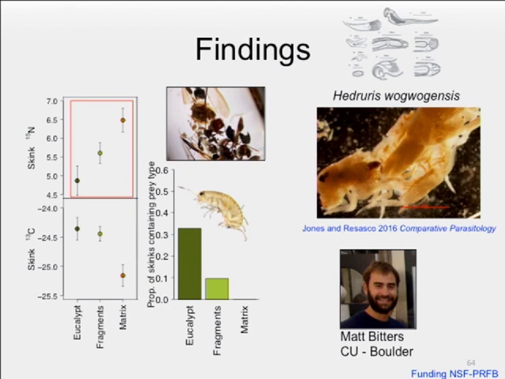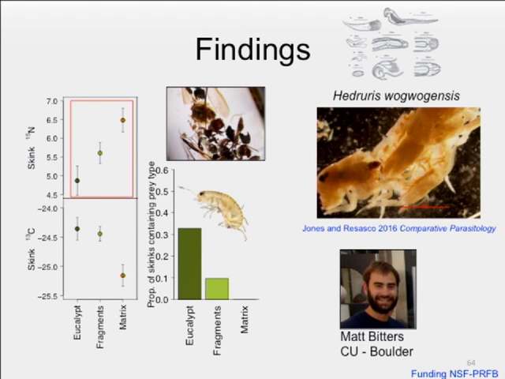finding these parasitic nematodes in these skinks that were affected by fragmentation. So it turns out that this amphipod is an intermediate host for that parasitic nematode that infects the skinks and affects the transmission to the skinks. So this was an unnamed species, so when Hugh asked me what I wanted to name it, I said, of course, wogwogensis after the experiment.